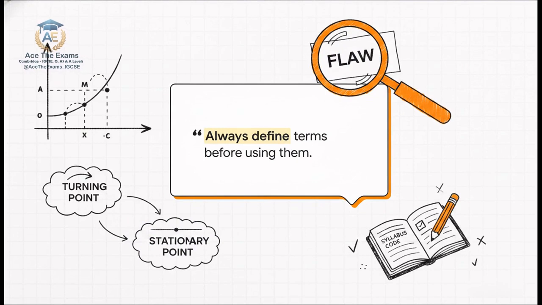Now for Challenge 2, Finding the Flaw. Look at this massive examiner warning. Candidates consistently confuse key terminology. Always define terms before using them in extended responses. So, what's the flaw when a student writes turning point instead of stationary point? Well, the terminology really matters. While all turning points are stationary points, not all stationary points are turning points. Think about it. A point of inflection is stationary. The gradient is 0, but it doesn't actually turn back on itself. So if the question asks you to prove a point is a stationary point and you just call it a turning point without proving its nature, you lose marks. Always use the precise language demanded by the syllabus code.